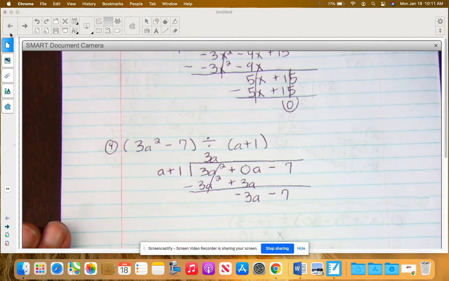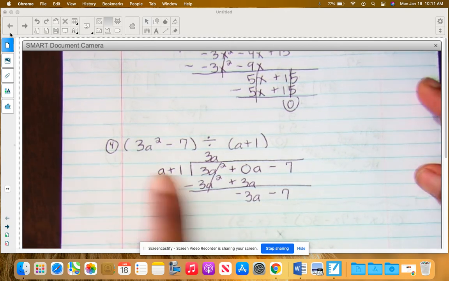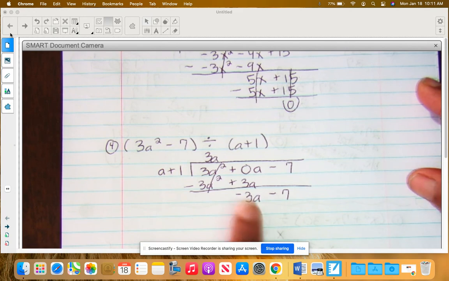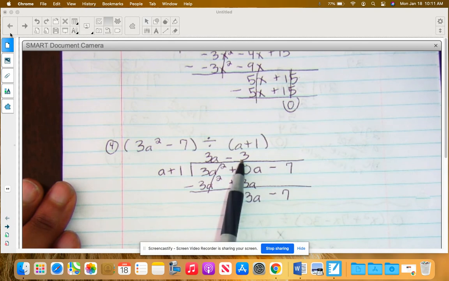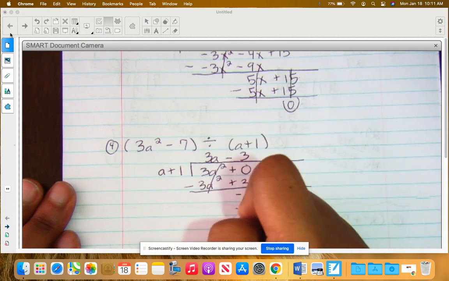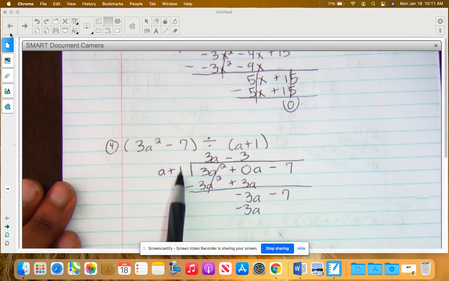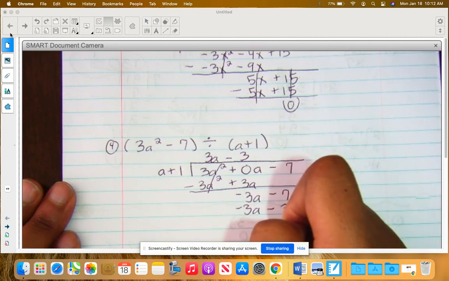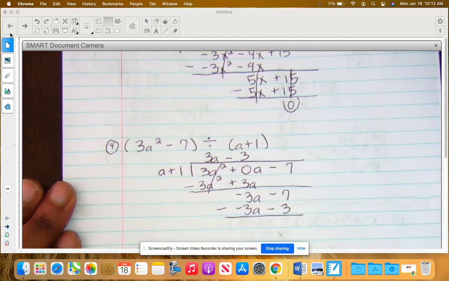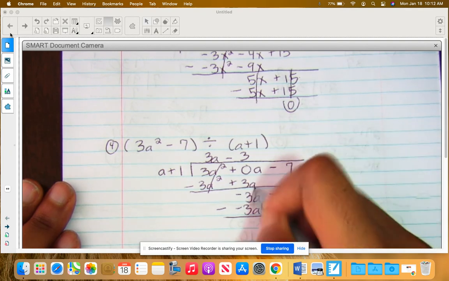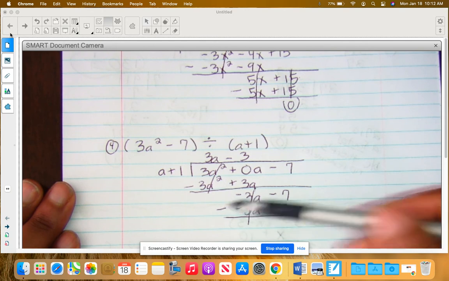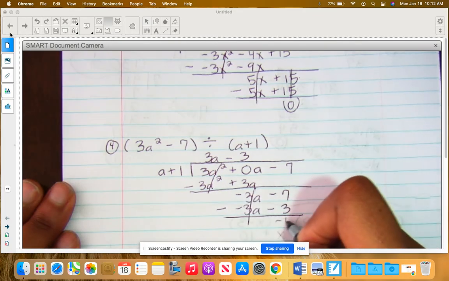Repeat the process again. A times what gives you negative 3a? So we're missing minus 3. Negative 3 times a is negative 3a. Negative 3 times 1 is negative 3. Draw the line, subtract. Negative 3a minus negative 3a goes away. Negative 7 minus 3 is negative 4.